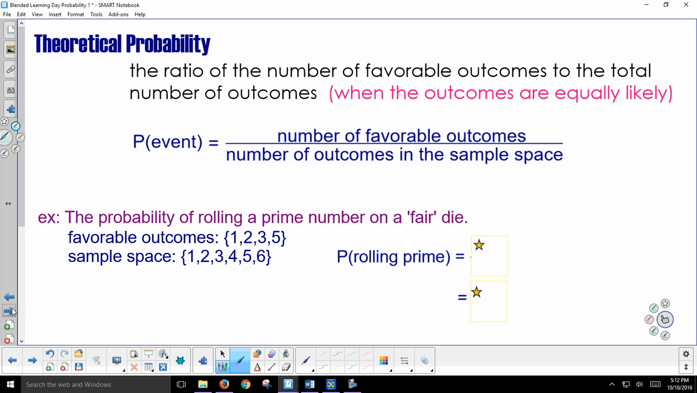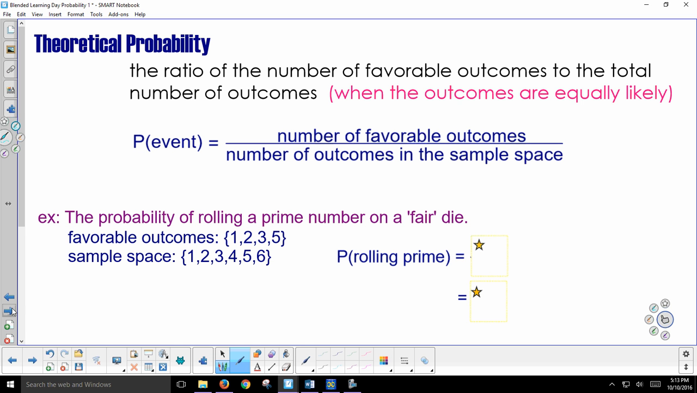So our example for this is the probability of rolling a prime number on a fair die. Well, let's talk about what prime numbers are. Prime numbers are numbers that are only divisible by themselves and the number 1. By definition, 1 is considered a prime number.